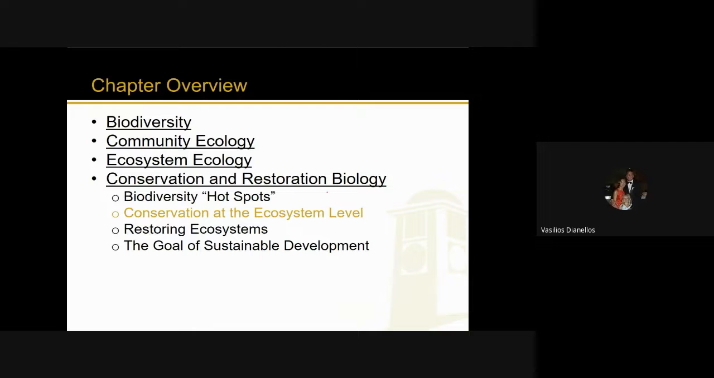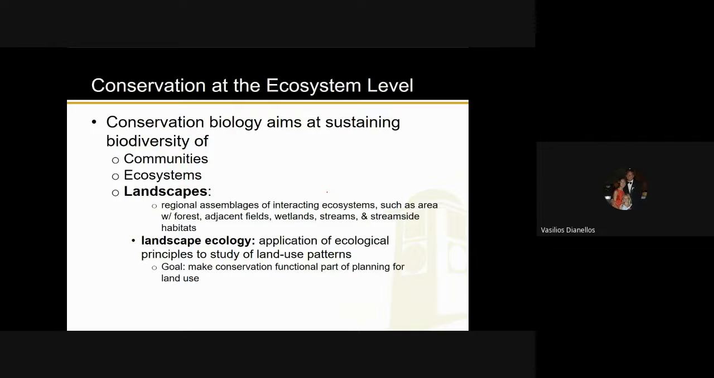Okay, let's talk about conservation at the ecosystem level. Again, conservation biology aims at sustaining biodiversity, right? That is the goal of conservation biology. Again, biodiversity is the big thing.